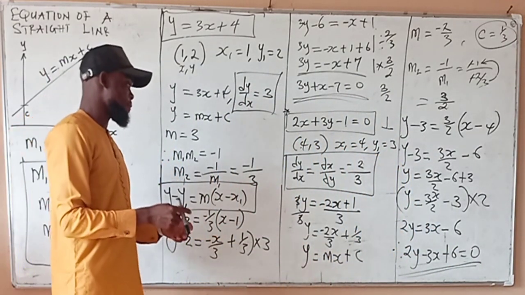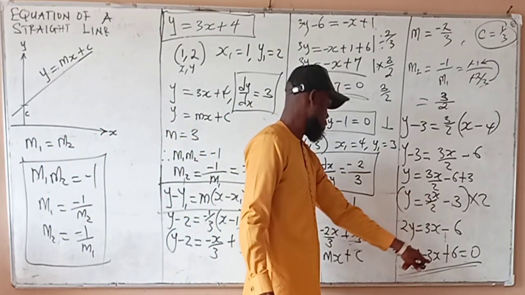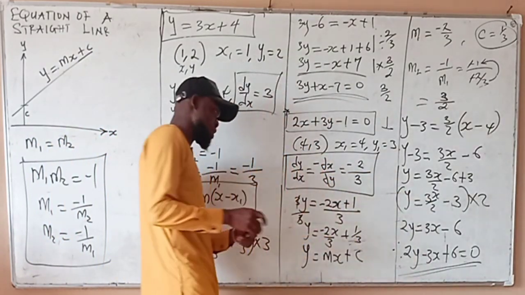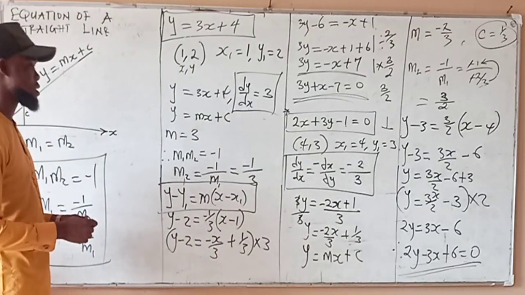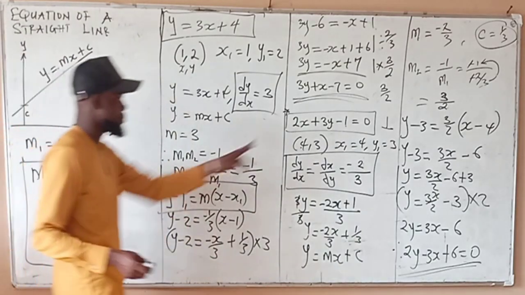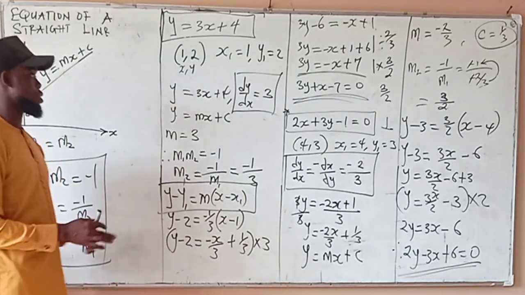The equation can now be presented in this form, or this form. Any form is very possible. So 2y minus 3x plus 6 is equal to 0, because I want to try and bring the equation back to this form. That's what I'm trying to do.